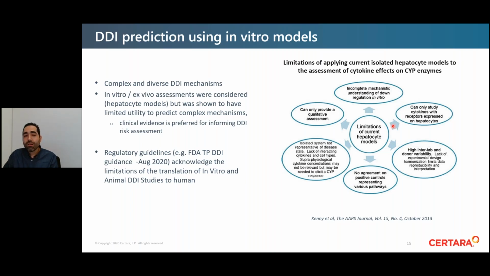So generally, you cannot take into account the complexity and the interactions between the different cytokines and the immune cells that could be found in inflammatory disease. So now it is acknowledged by the scientific community, but also by the regulatory authorities, that clinical evidence is preferred for informing the DDI risk assessment.